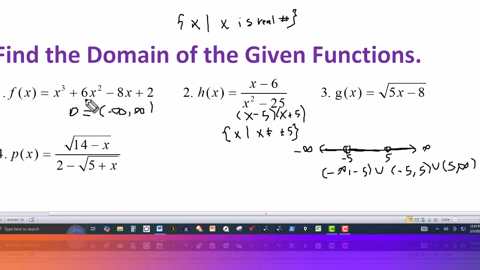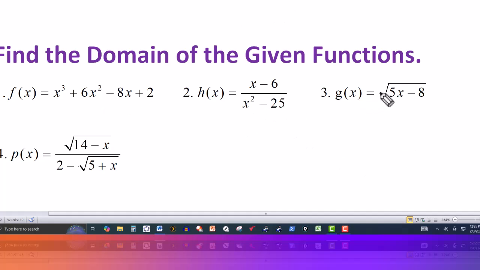Again, for polynomials, the domain is always all real numbers. For rational functions, you have to restrict the numbers that make the denominator 0. So just set the denominator equal to 0, if it's reduced, start with this. If not, reduce it first, then set the denominator equal to 0 and find out what the restrictions are. In this case, it's negative 5 and 5. Everything except negative 5 and 5.